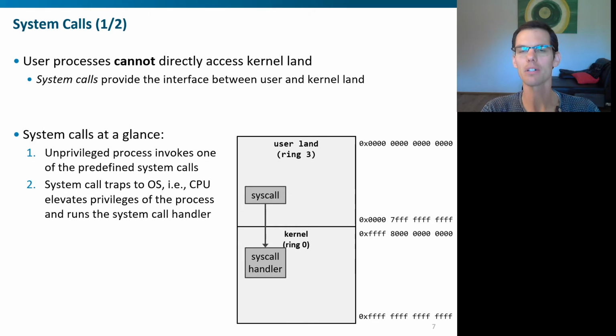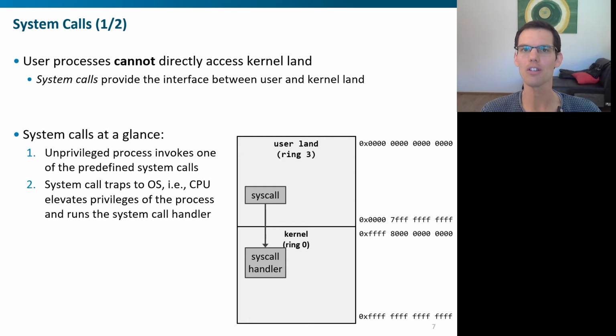Now, technically what happens is that you have a so-called trap to the operating system, and doing so, the CPU has to elevate your privileges to kernel land. So at that point in time, you do gain the privileges of the kernel as a userland process, but at the same time, you are completely restricted to whatever code is lying in the so-called system call handler. This is given code, and there's no way you can modify it.